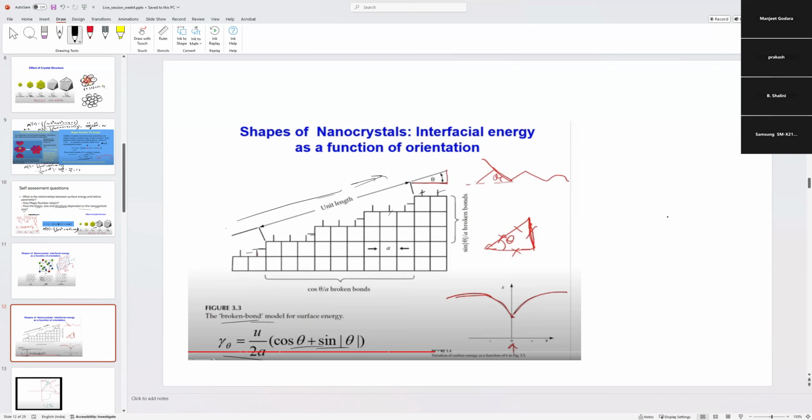We saw this already in the class, how this energy depends on theta as you change it. It's lowest at theta equal to 0, which I think is u over 2a.